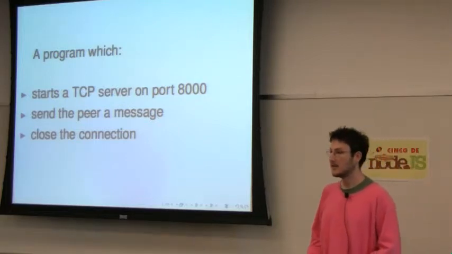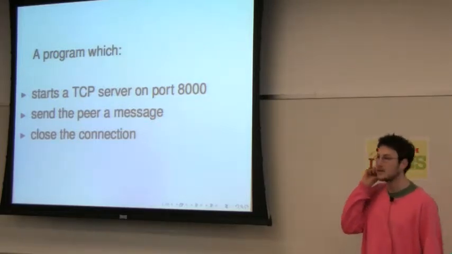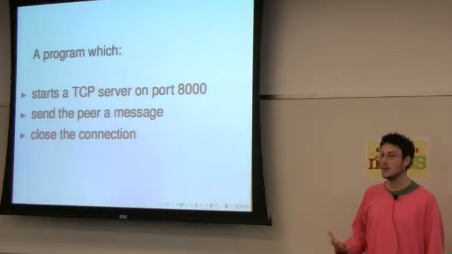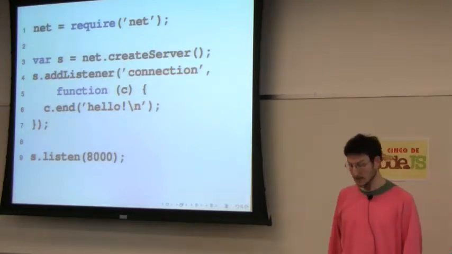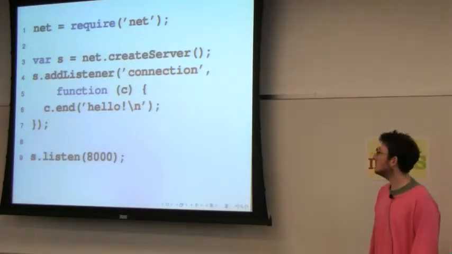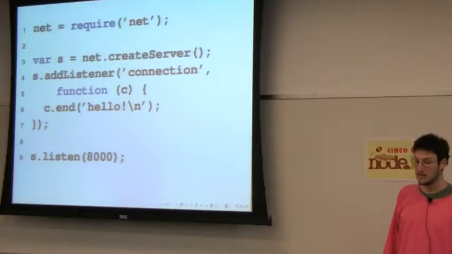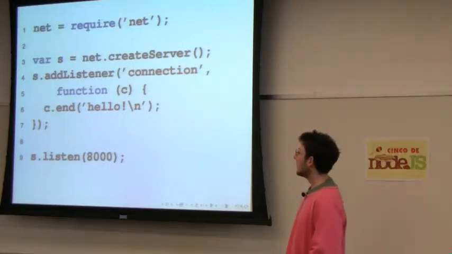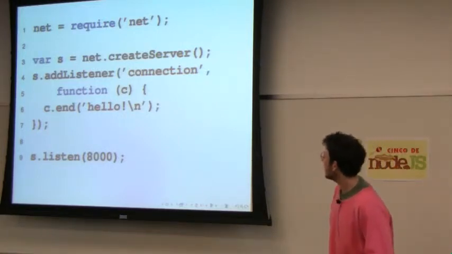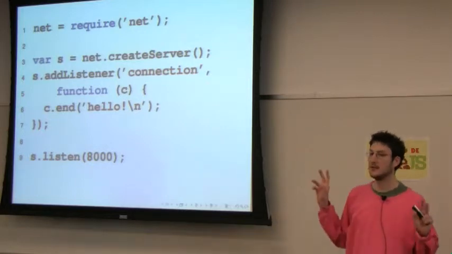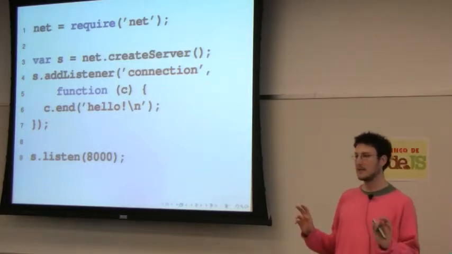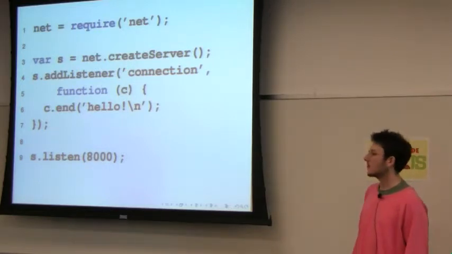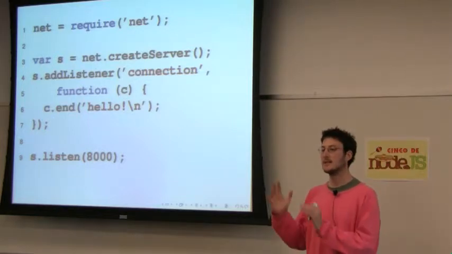Okay, now a TCP server example. We'll start a TCP server on port 8000. We'll send whoever connects to it a message, and then we'll close the connection. So for this one, we use the net module, which we load on line 1. On line 3, we create the server object. And on lines 4 and 5, which didn't fit onto the slide, you add a listener, very much like you add a listener for a click event on a button. Here you add a listener for a connection event. So every time somebody connects to the HTTP server, you get this callback.